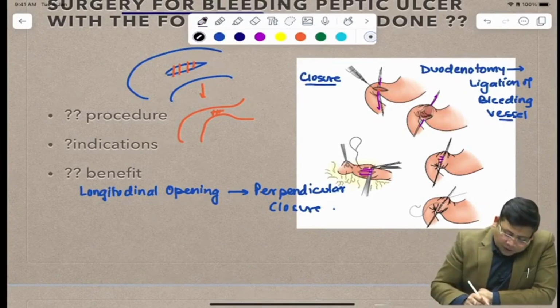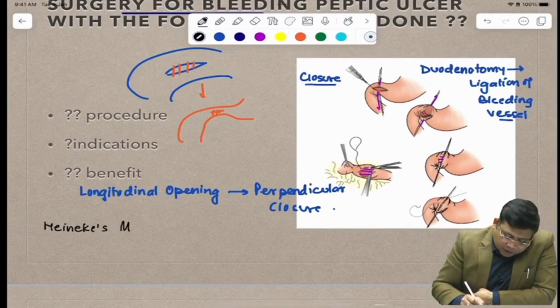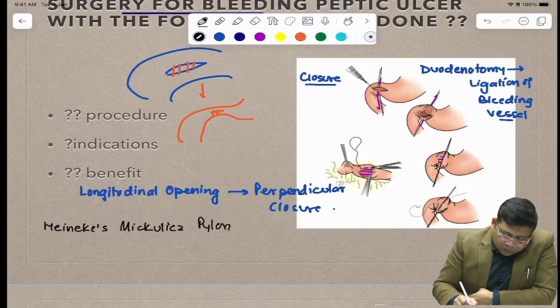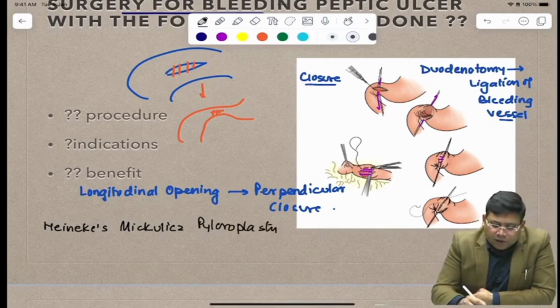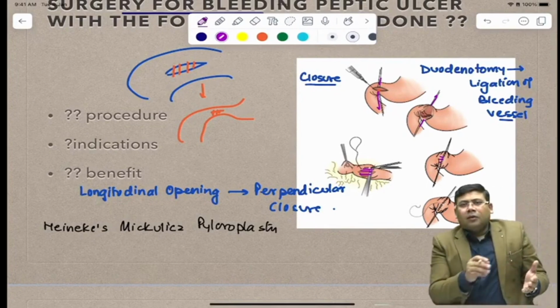And this surgery is known as Heineke-Mikulicz pyloroplasty. This is a way of closing the duodenum whenever we talk about peptic ulcer disease.